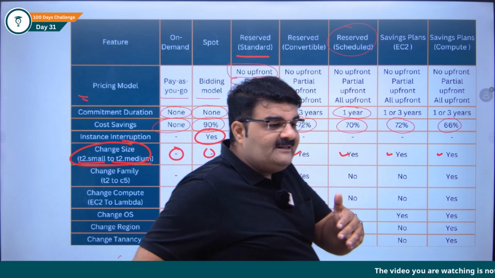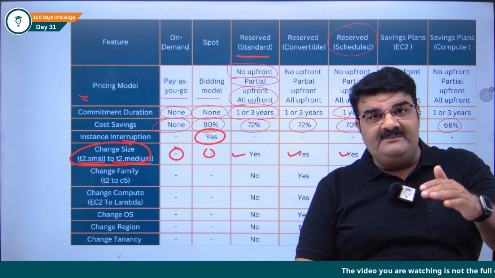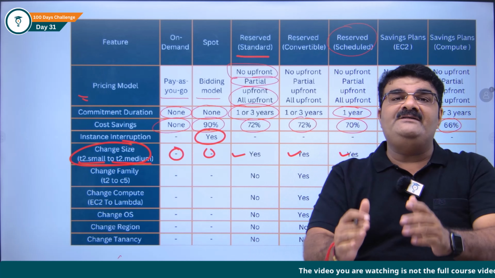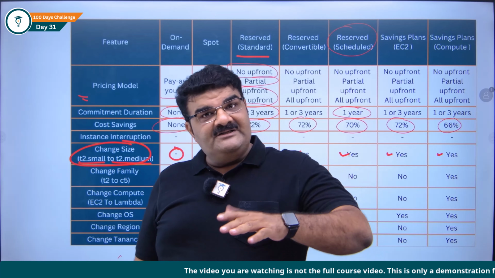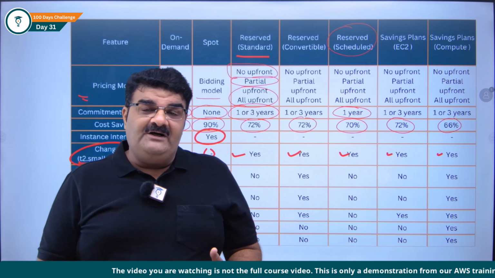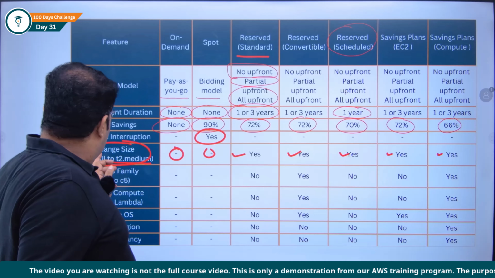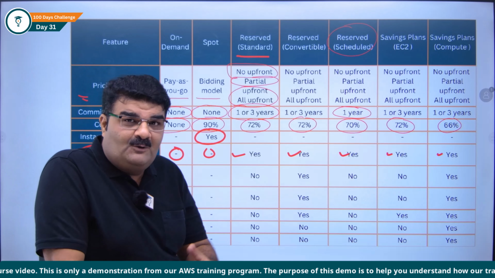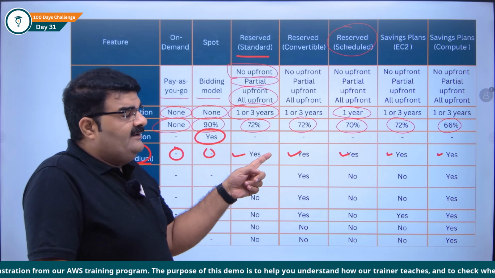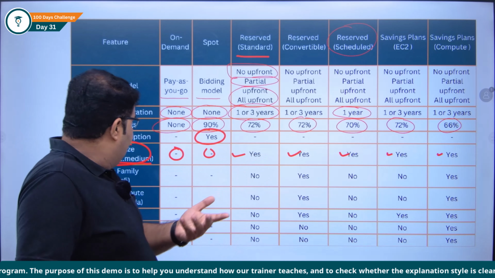If you are giving them commitment, it doesn't mean that you are going to use the same instance type or instance size, right? You can change this. For example, after 1 year, if you want to change from T2 small to T2 medium because you got more customers and want to increase capacity, you can, and you have to pay for this, right?